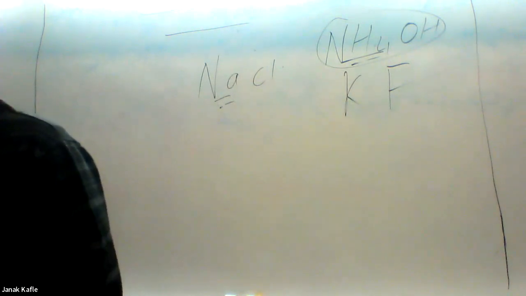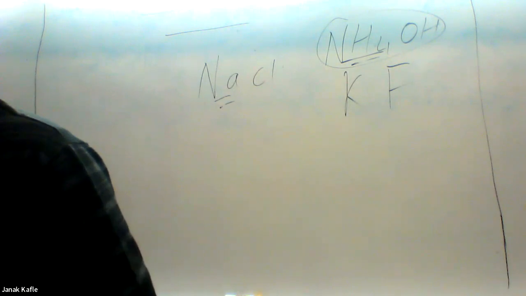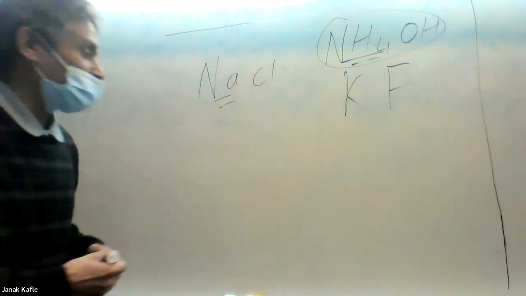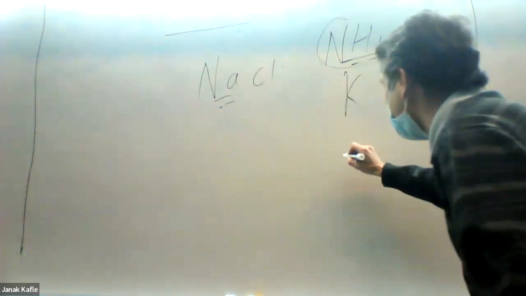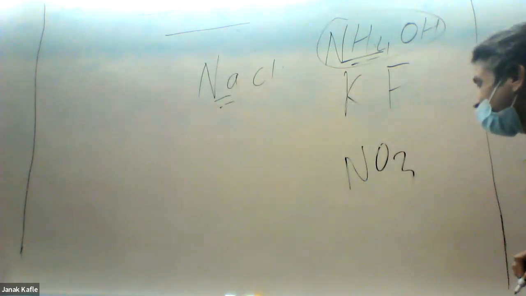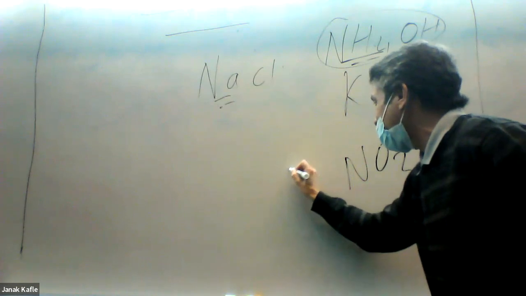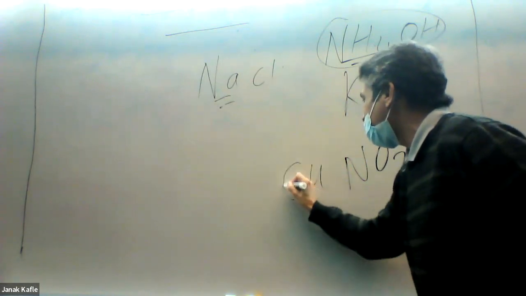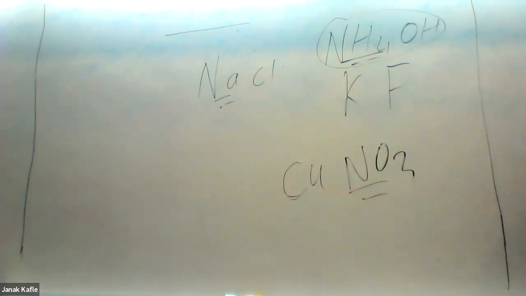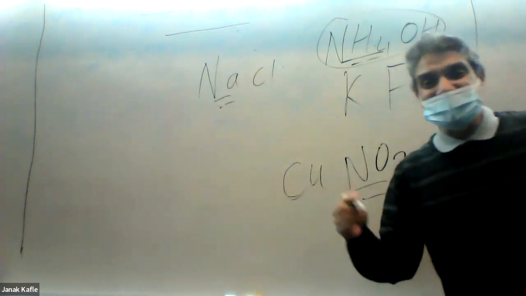So let's talk about one here. I'm going to pick NO3 here. If you see any NO3 here, so for example, there is NO3 and NO3 is sitting with something else. I don't know what it is sitting with, so I'm going to write Cu here. So there is NO3, so this compound must be soluble. Everybody got that? So like that.